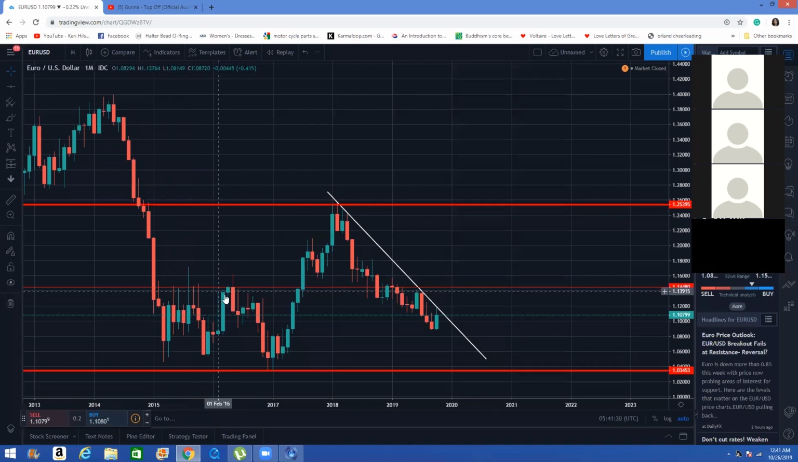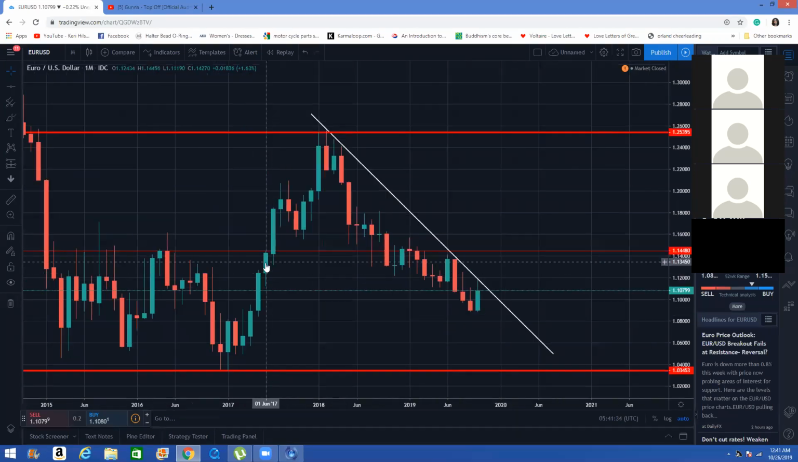So the fact that it did that and lined up with this wick right here, and this doji, and this wick, lets me know that that's a very, very major support and resistance line.